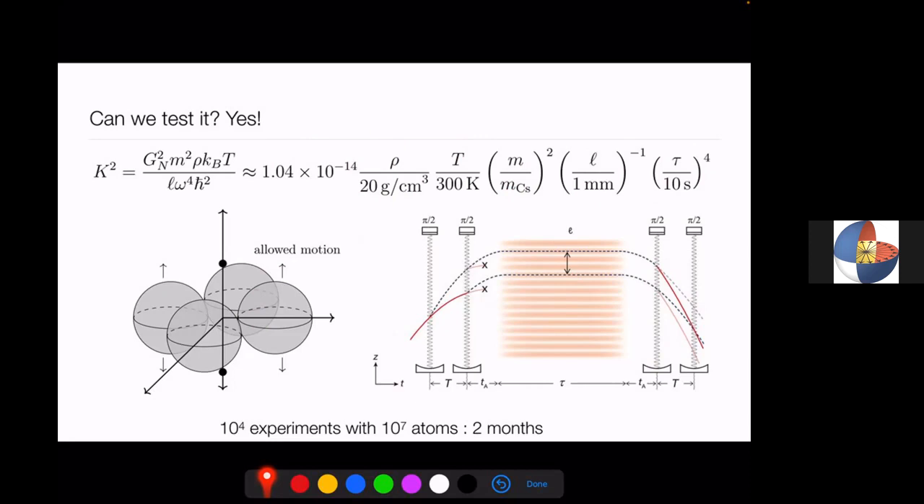But what we discover is actually, if you're doing on the order of 10 to the 4 experiments with 10 to the 7 atoms each, in principle, you can actually test this to the 5 sigma level in about 2 months of running. So now we went from something like 3,000 years of runtime for the two-sided experiment to 2 months for the one-sided experiment. So very excited about that.